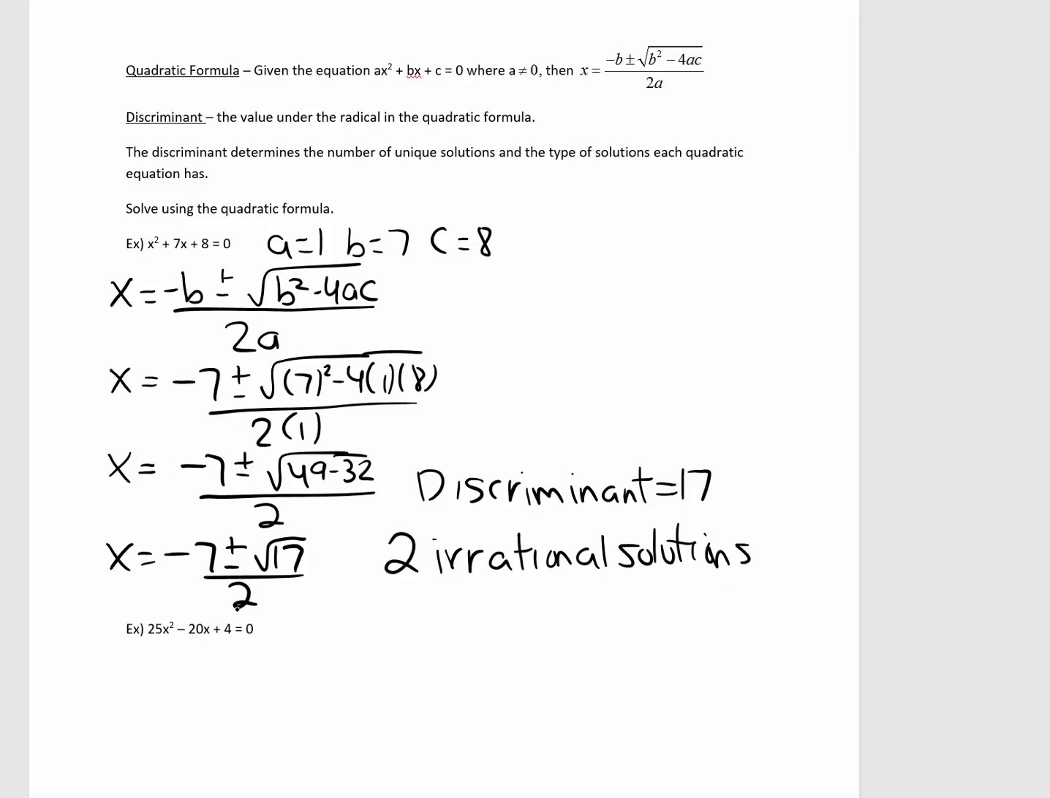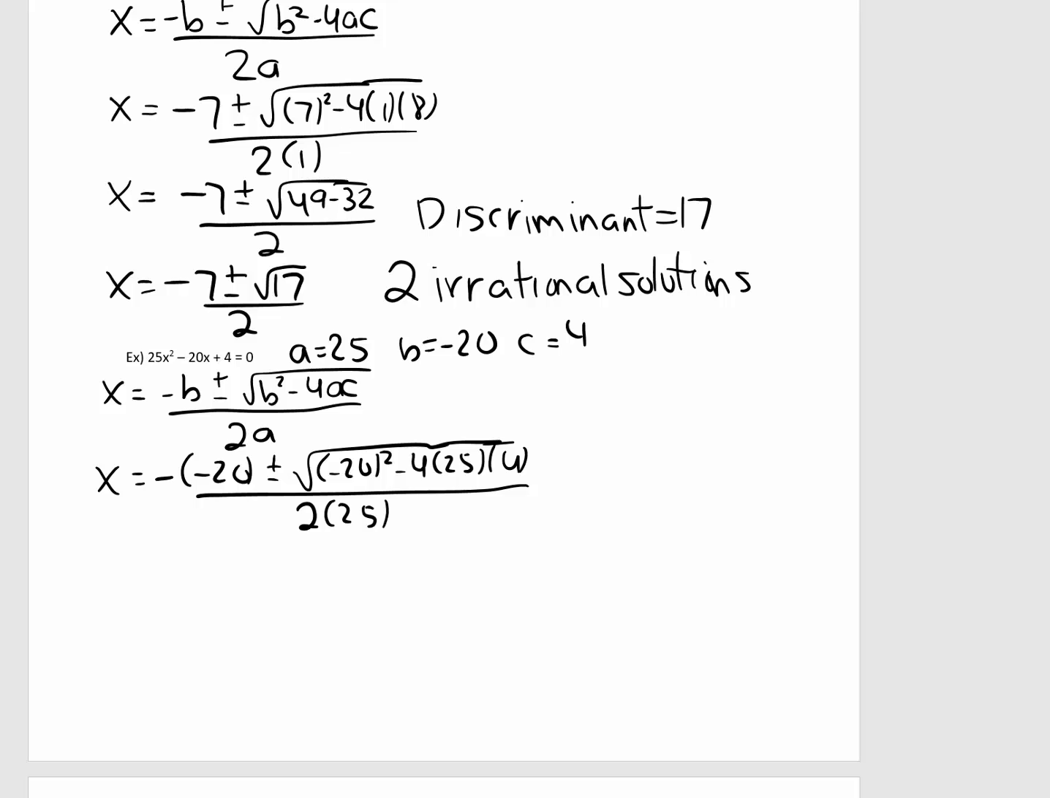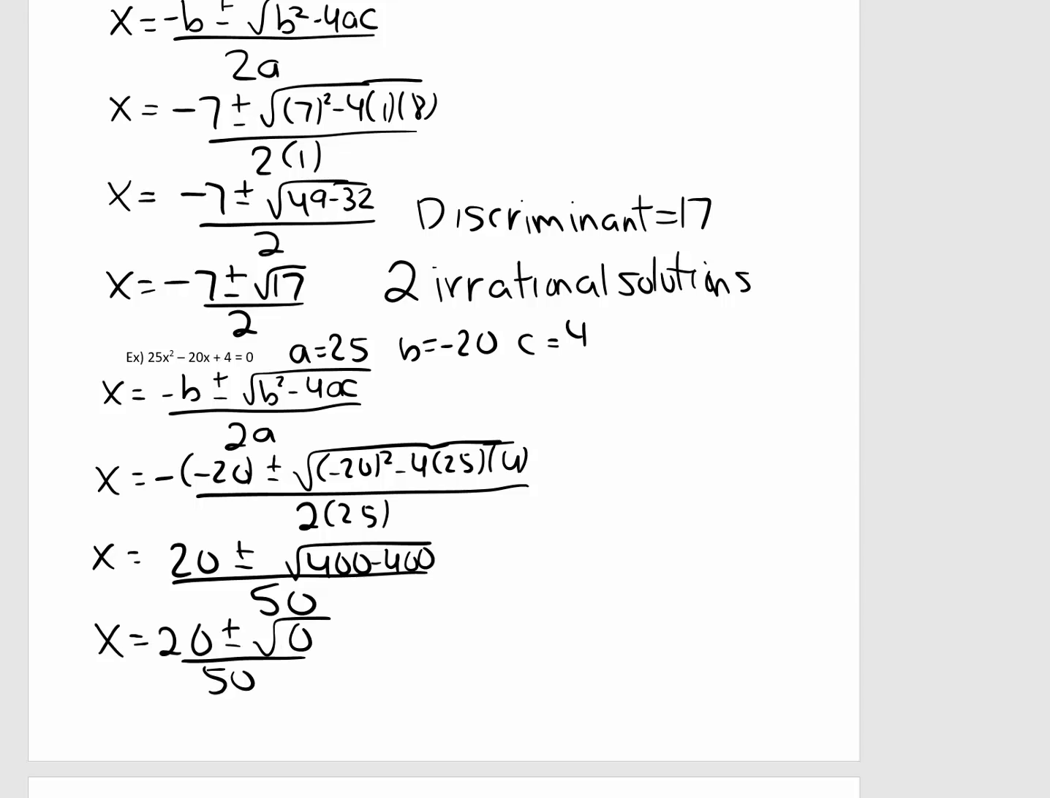It's already set equal to 0, so now let's determine what a, b, and c are. So a is 25, b is negative 20, c is 4. Now let's write out the quadratic formula. Now I want to substitute the values in for a, b, and c. Now I want to simplify under the radical. So notice I have 400 minus 400, well that's 0. Now 20 plus the square root of 0 is the same thing as 20 minus the square root of 0. So x is equal to 20 over 50, which equals 2/5.